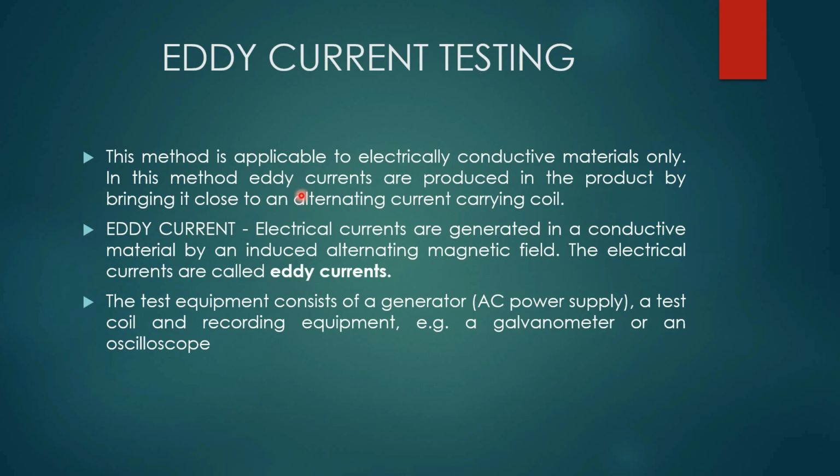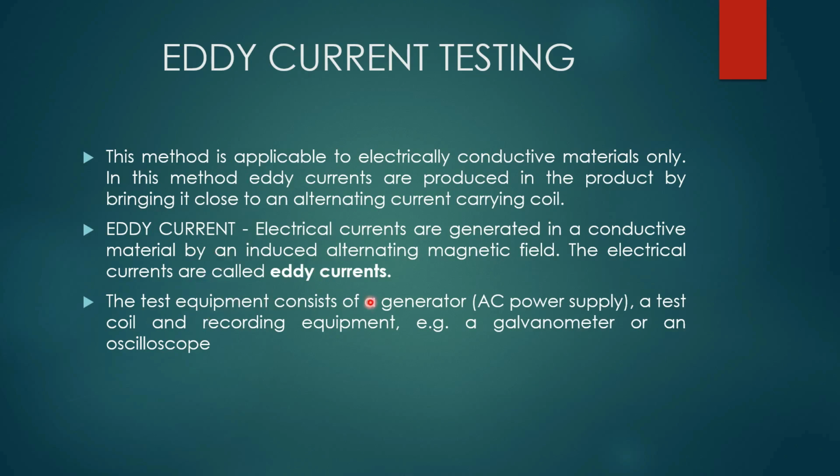The next is eddy current testing. Now this method is applicable to electrically conductive materials only because its name says eddy current testing, so current can pass only in conductive materials. In this method, eddy currents are produced in the product by bringing it close to an alternating current carrying coil. So what is eddy current? Electric currents are generated in a conductive material by an induced alternating magnetic field. The electric currents which are generated due to this are called eddy currents.